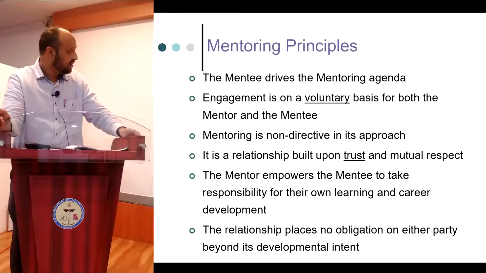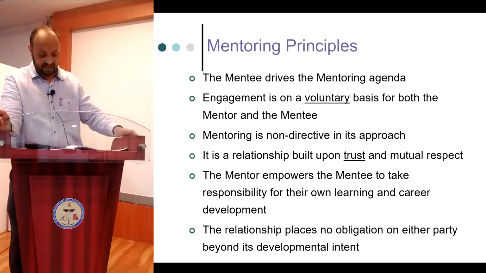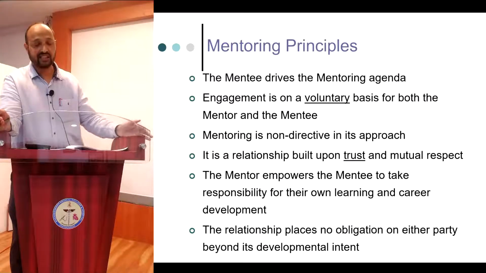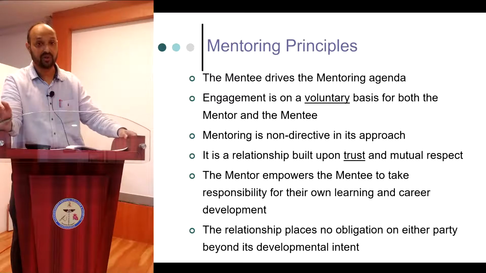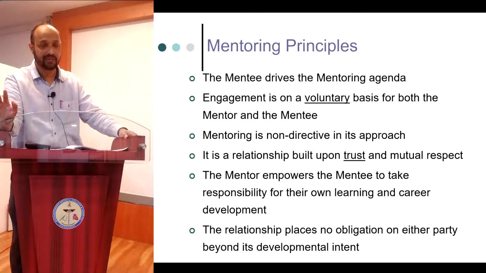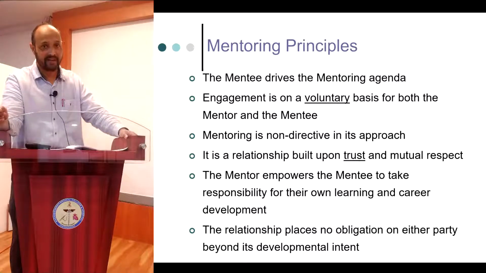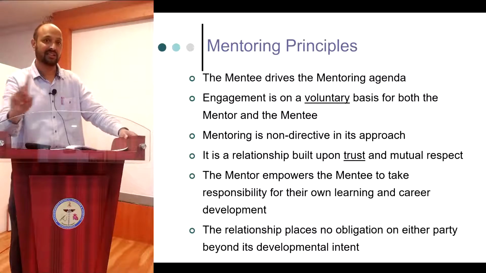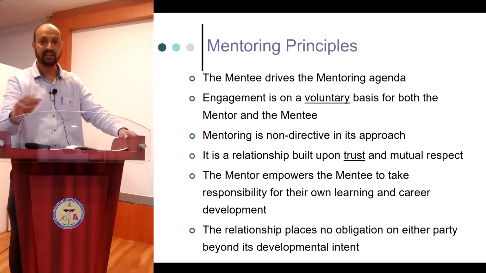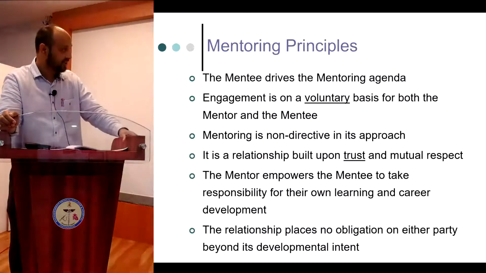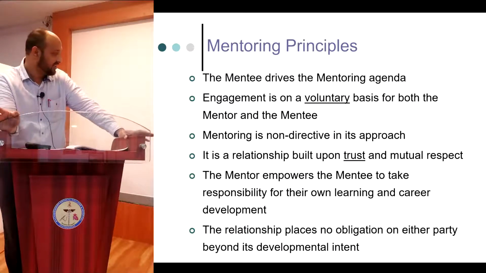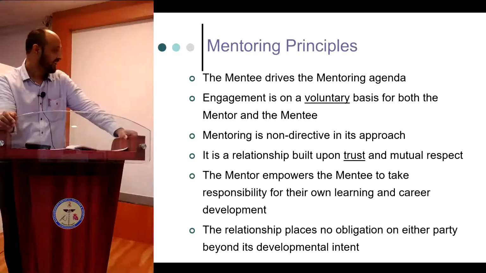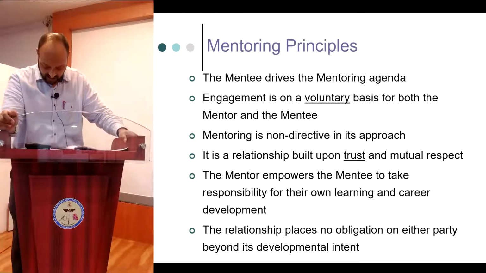This relation is built on mutual respect and trust. Respect the mentor, and the mentor should respect the mentee also, like a teacher respecting the student. The mentor empowers the mentee to take responsibility for their own learning process and career development.